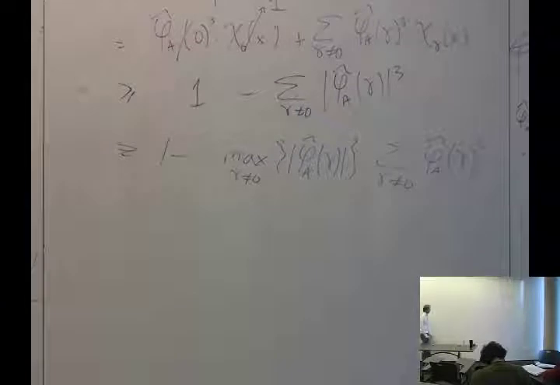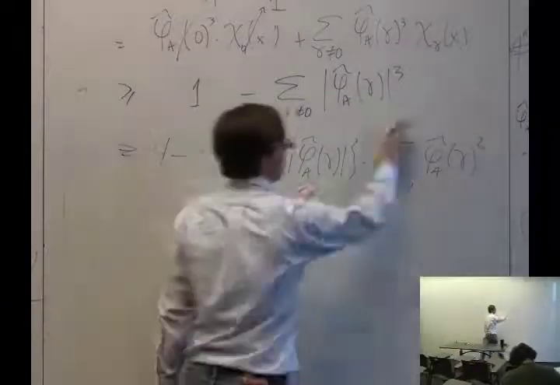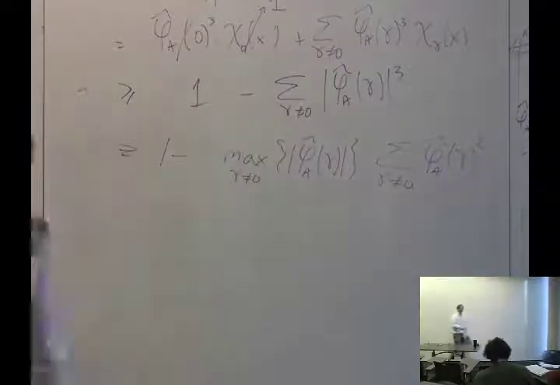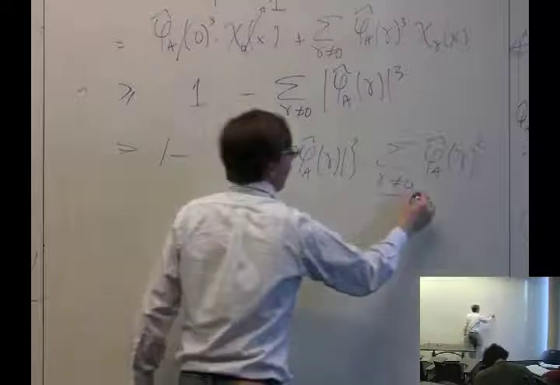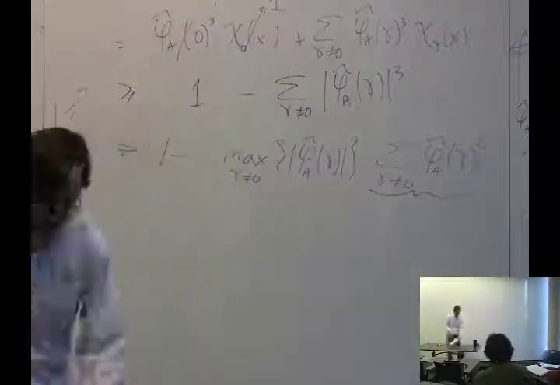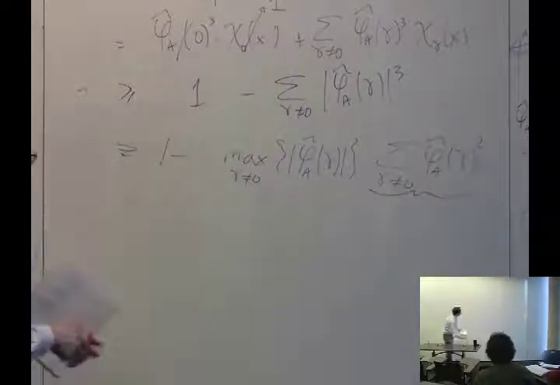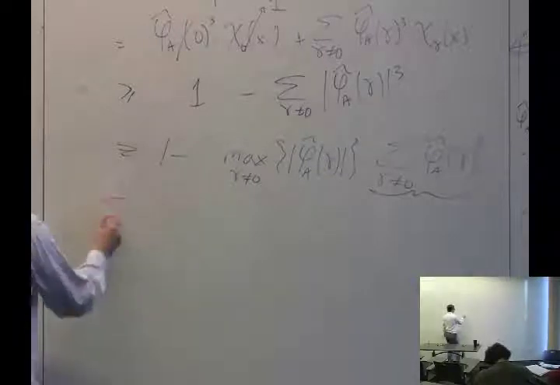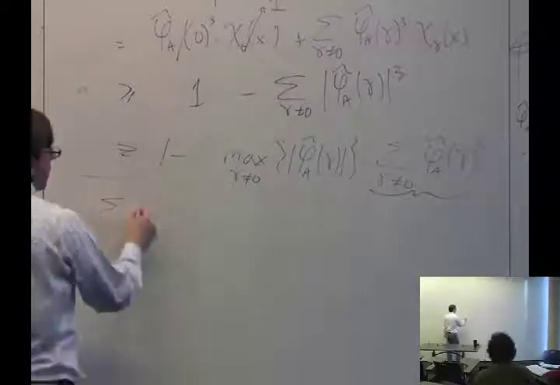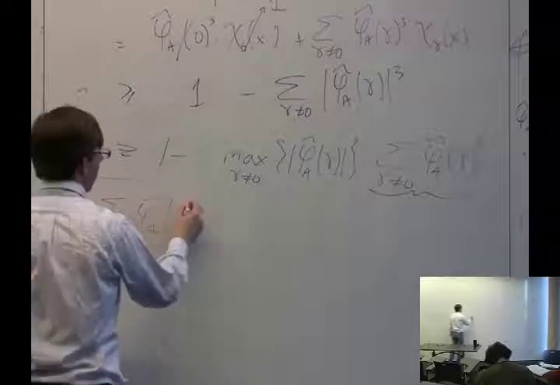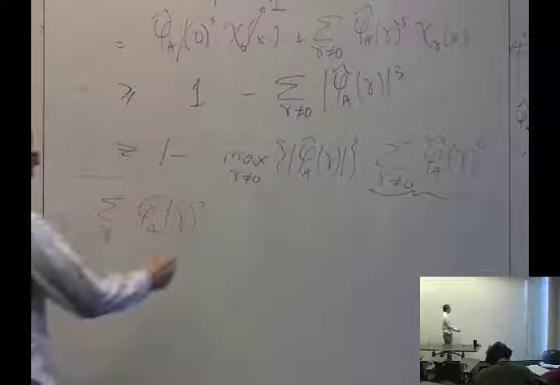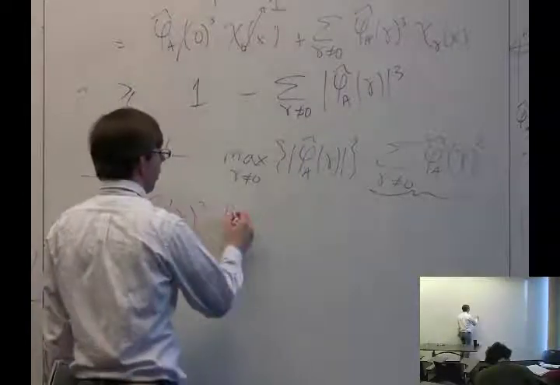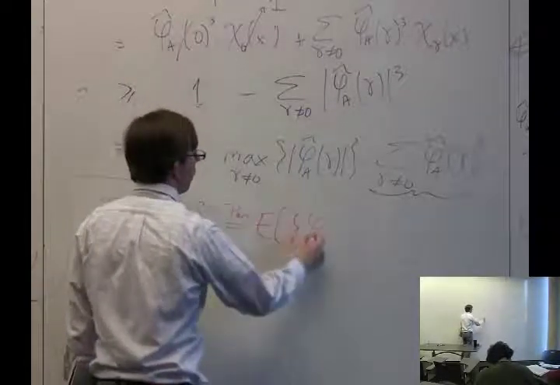I was going to demand somebody tell me this. What is this equal to? But I'll give you a little help. Let's first figure out this: what is the sum over all gammas of phi A hat gamma squared? It's the sum of the squares of the Fourier coefficients. So by Parseval, this is equal to the expected value of phi A squared.